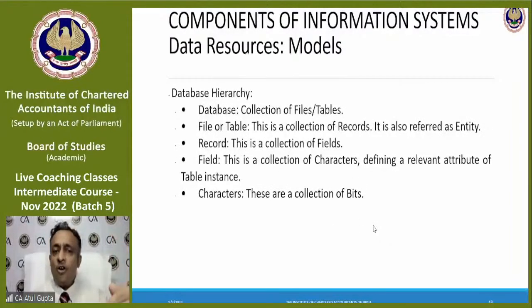So I've tried to draw how you create a database. I'm reading from bottom. Field includes bits or characters. So characters make a field, make a record, make a file, make a database. So collection of characters is field, collection of fields is record, collection of records is file or table, collection of file or table is database. Top or bottom up like this.